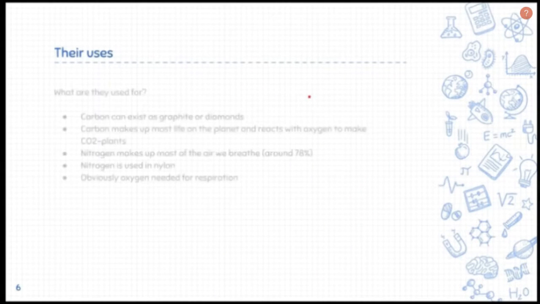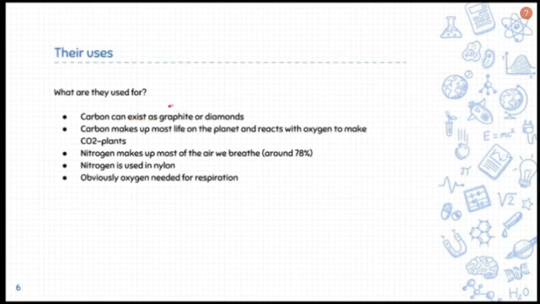Their uses. Carbon can exist as either graphite or diamond. It makes up most life on the planet and reacts with oxygen to make CO2. We obviously need this substance, but it's very harmful. But plants convert it into oxygen, which is obviously what we need for respiration. Nitrogen makes up most of the air we breathe. It's around 78%, and it's used in nylon.